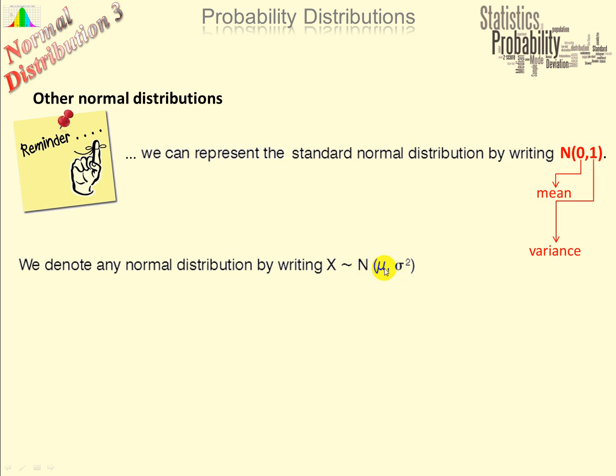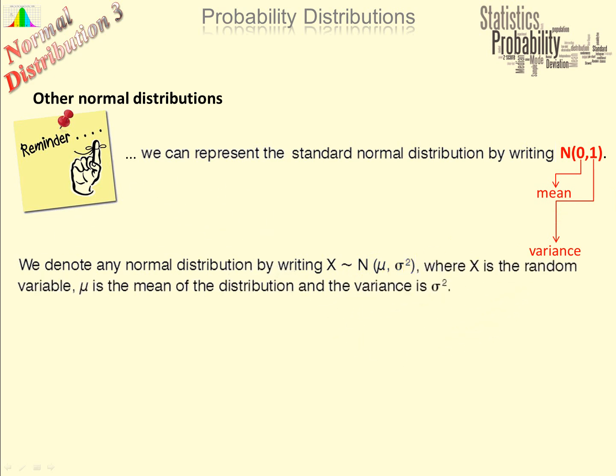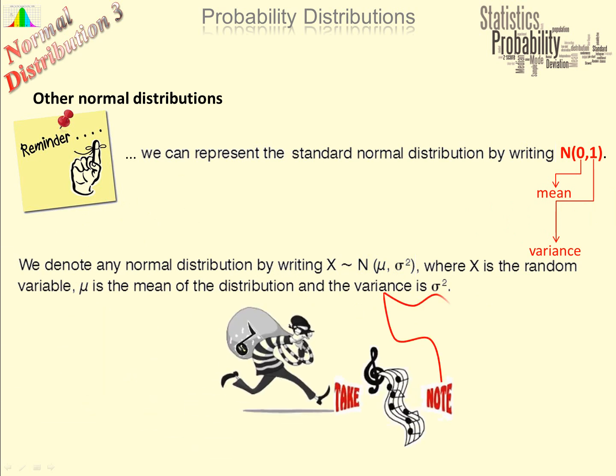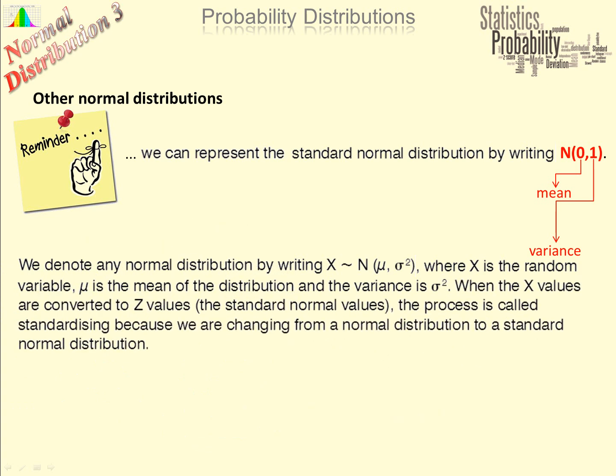So there's any normal distribution, N(mu, sigma squared). X is the random variable, mu is the mean, and the variance is sigma squared. Take note that the variance is the standard deviation squared. Where the x values are converted to z values, the standard normal values, the process is called standardizing because we are changing from a normal distribution to a standard normal distribution.